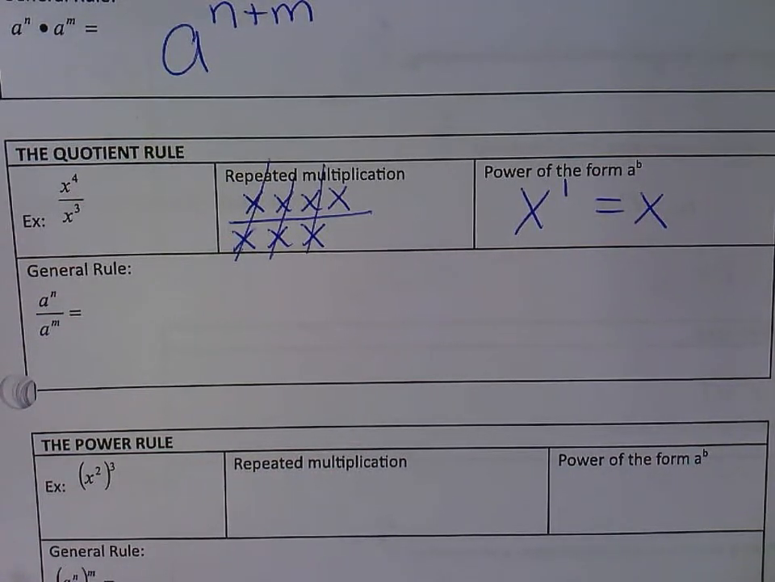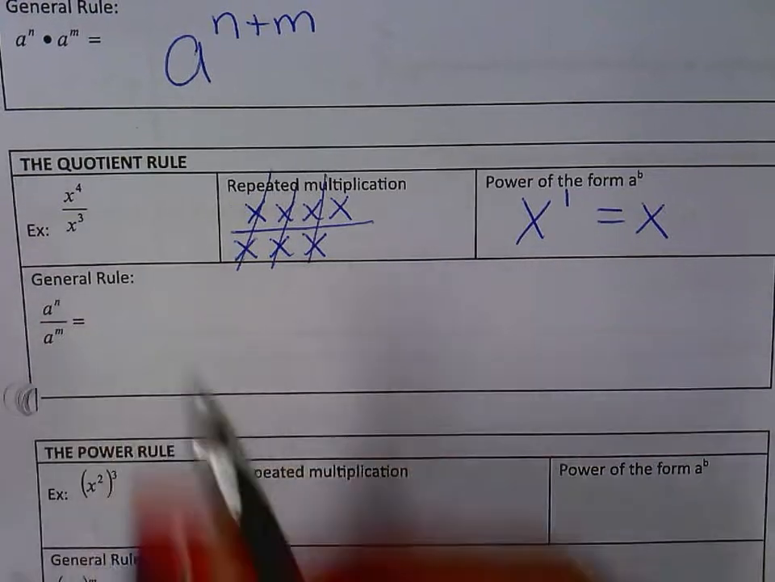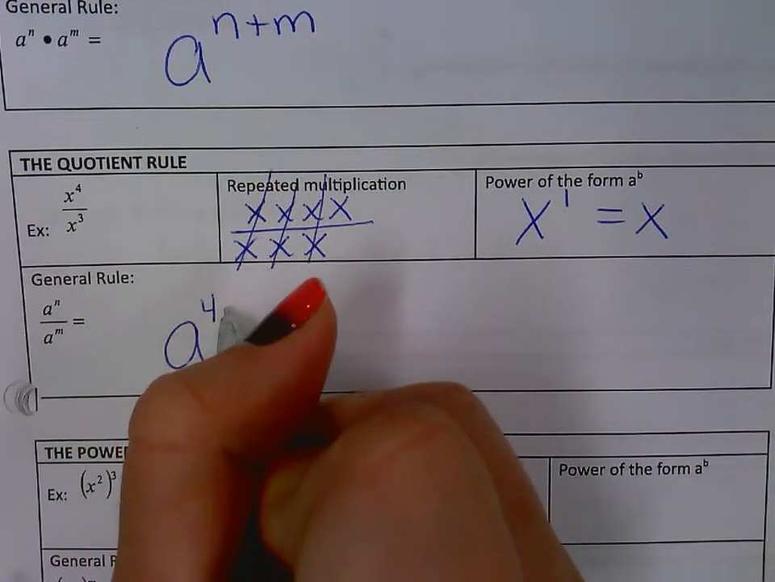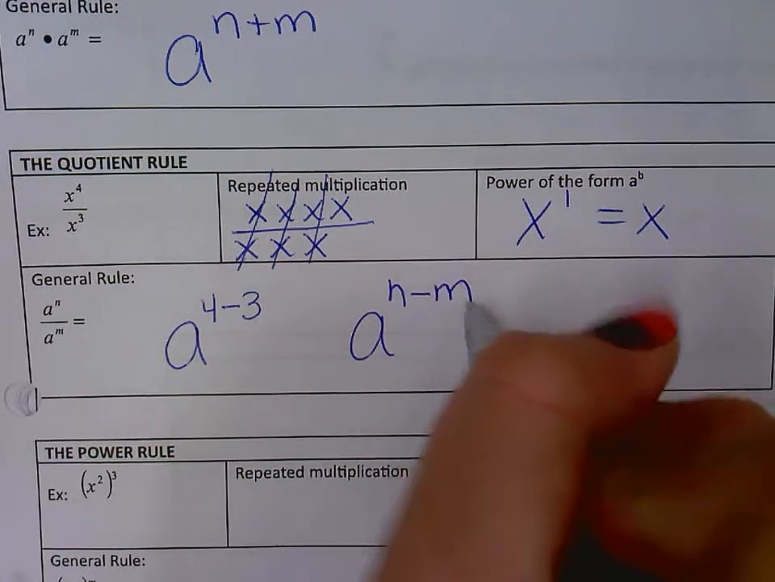Cancel 3 of them. So what did I just do with the 4 and the 3? I really took the 4 and subtracted the 3, right? So a to the n minus m. I should have written that.